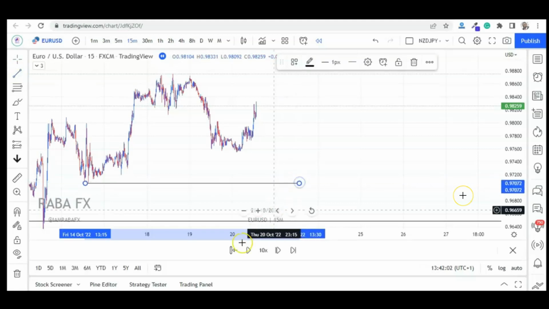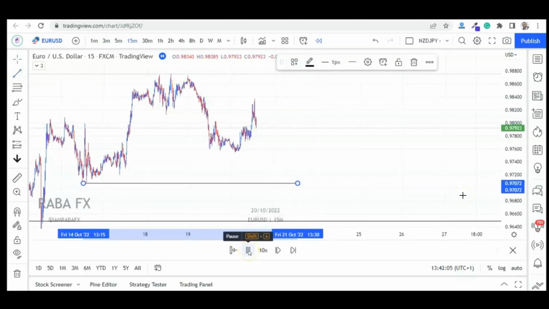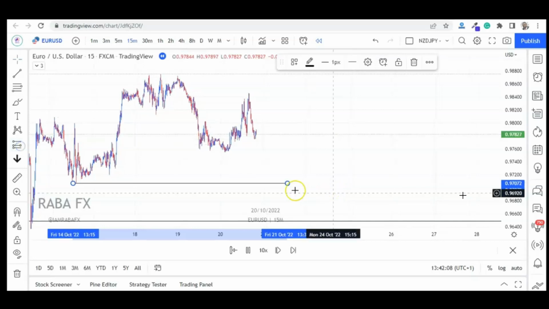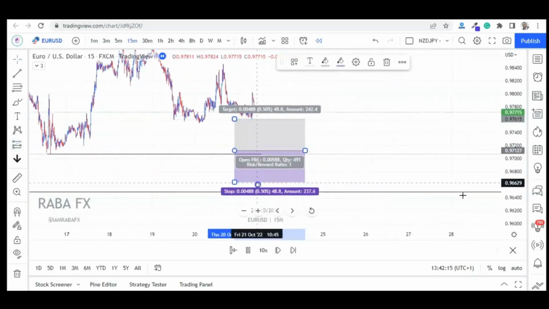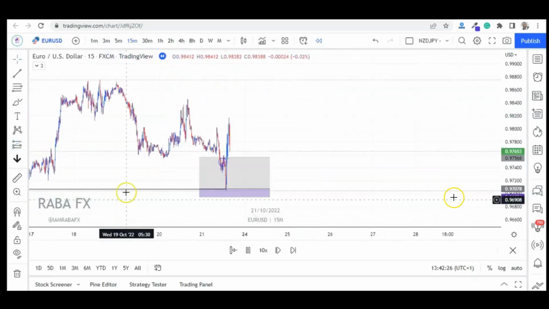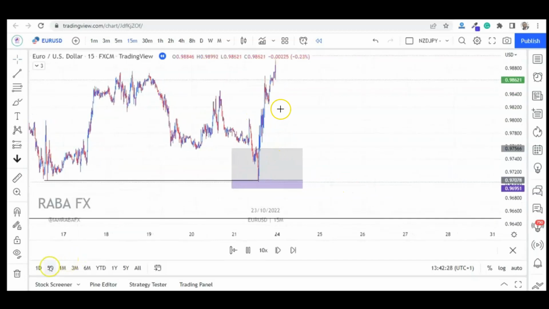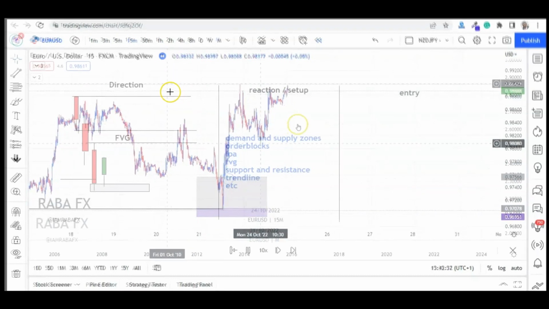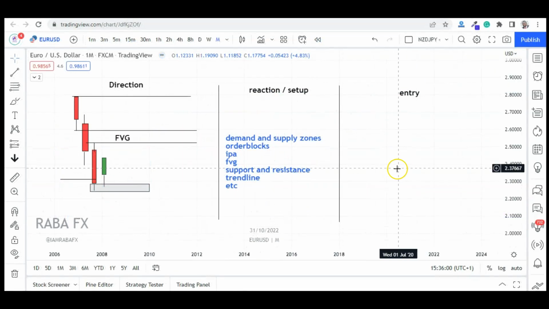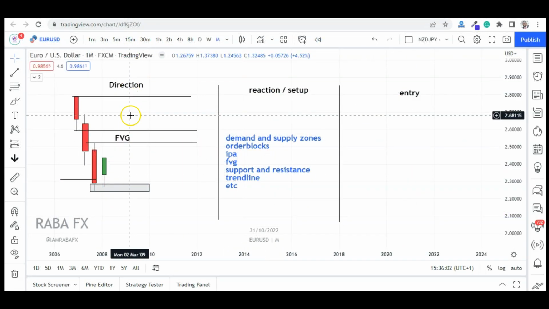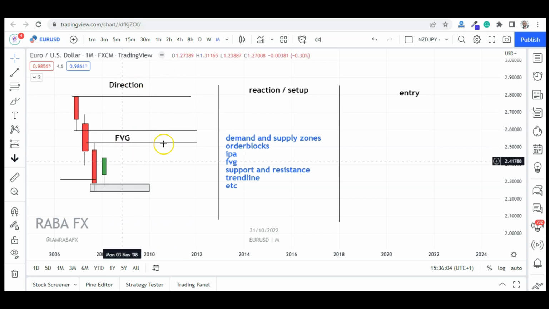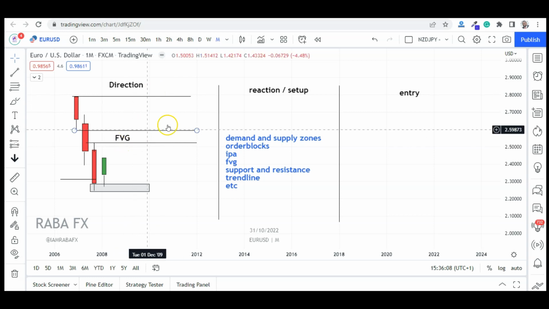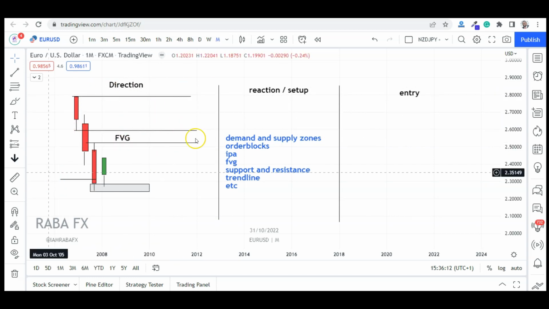Hello guys, in this video I'll be sharing with you how to properly do a multi-time frame analysis, what you need before you place a trade. For a successful multi-time frame analysis you should have 3 time frames. The first time frame will be for direction. This will tell you if you are to be bullish or if you are to be bearish, and I'm going to explain this shortly.